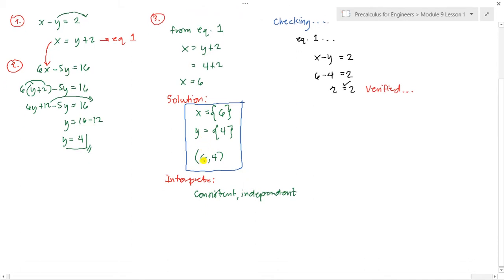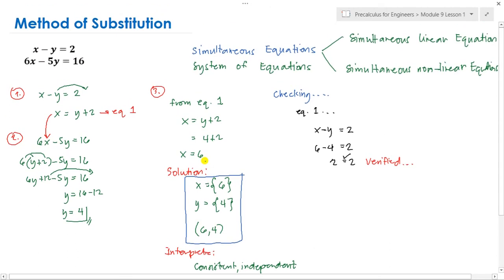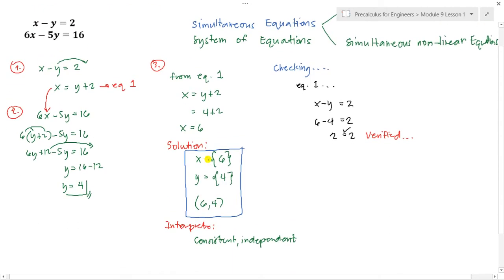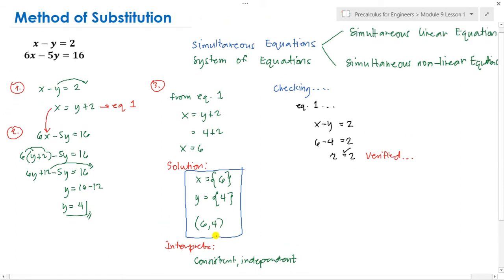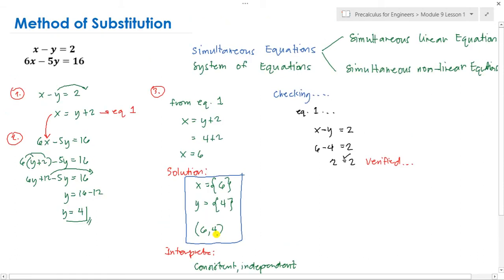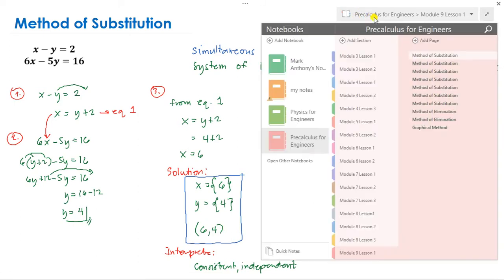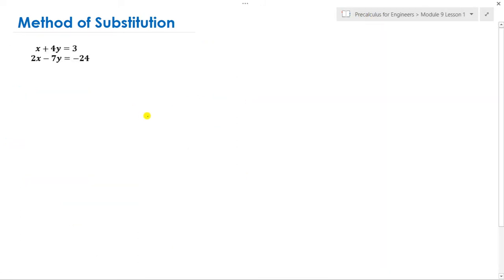So consistent and independent. Actually, throughout this lesson, we will meet several kinds of interpretation. This is the first of its kind, consistent and independent, only for a solution that has a definite number of solutions. If the case is no solution or infinite solutions, we will encounter that after this. Okay, so let's proceed to the second example.